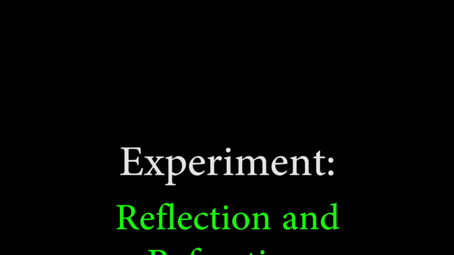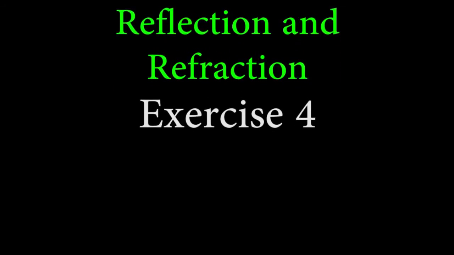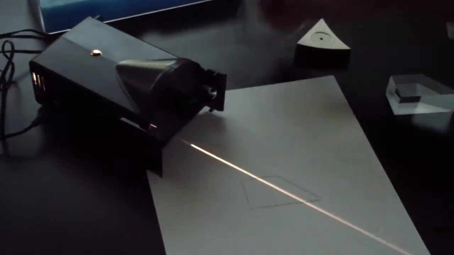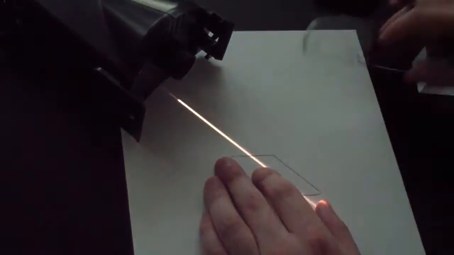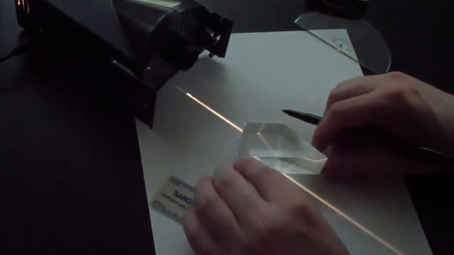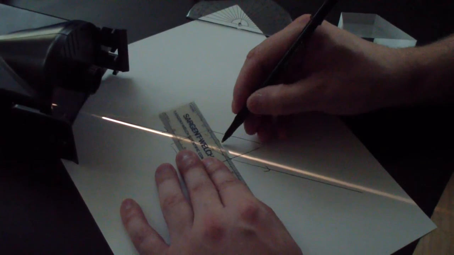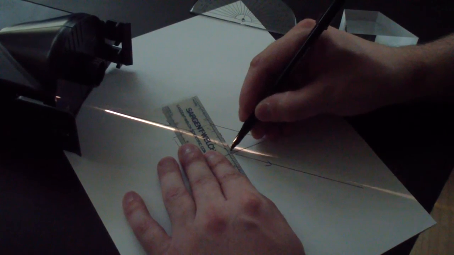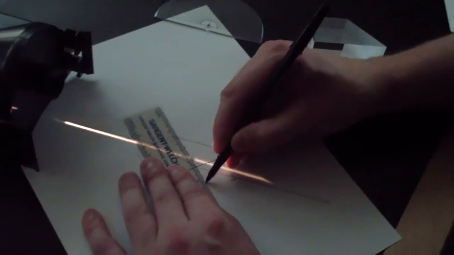In exercise 4, we'll be investigating Snell's law of refraction using a prism. Place the prism on a piece of blank paper and trace it. Send a single ray into the prism at a 45-degree angle as shown. Trace and label the input and output rays, then remove the prism and connect them. Add a dashed perpendicular line at each interface and measure the angles of incidence and refraction at each.